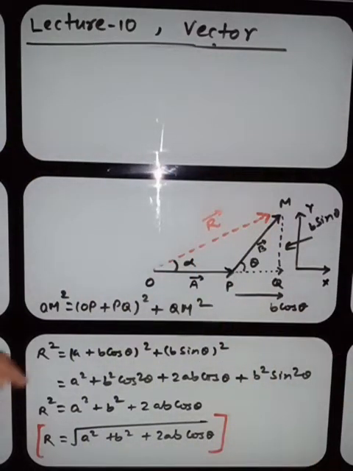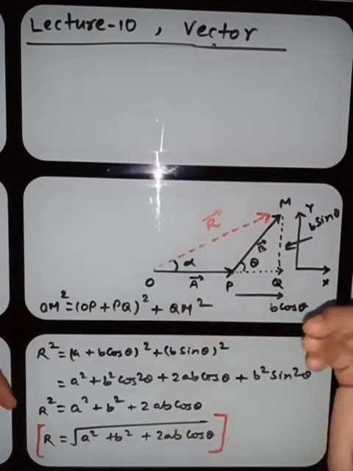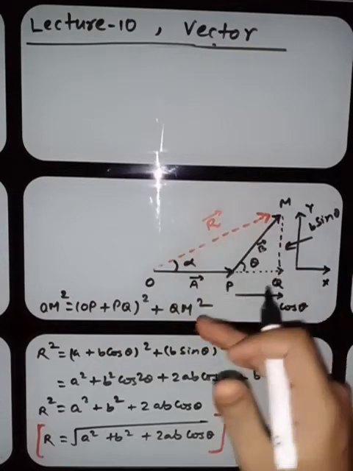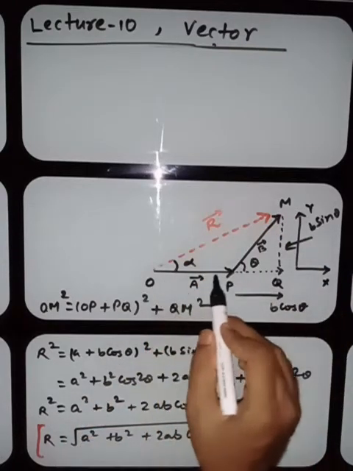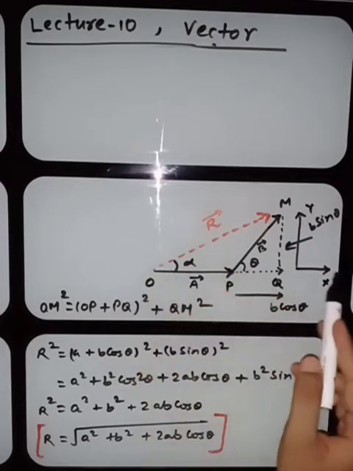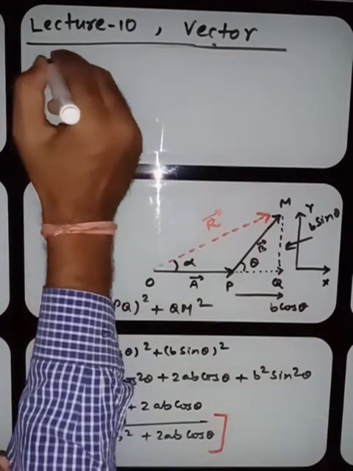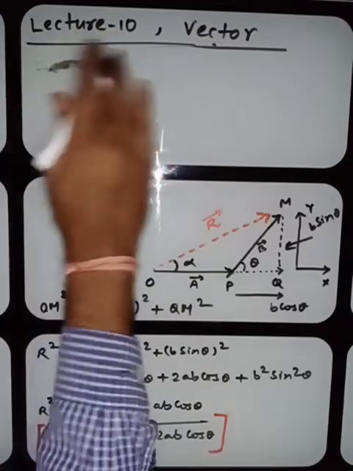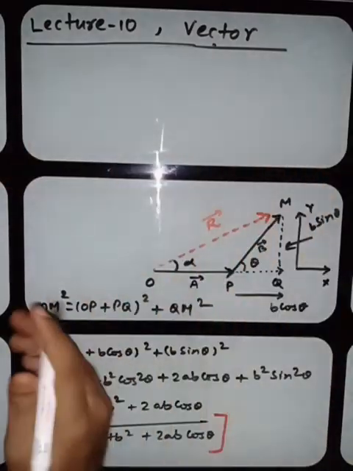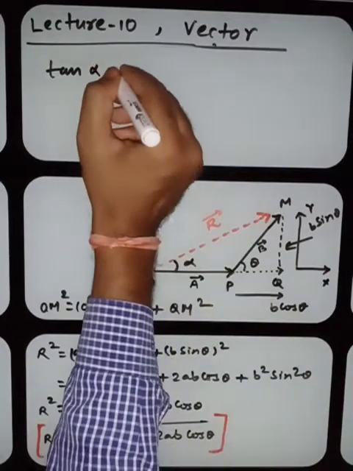Now the direction. In mathematics or physics, we always try to represent the direction by the tangent. It means we have to find the tangent, and we are going to find the direction of resultant with the vector A. Remember, this vector A is along the x-axis. So you can say that we are going to find the direction of resultant with the x-axis also. So the direction of resultant is tangent of which angle? Alpha. Tan alpha.